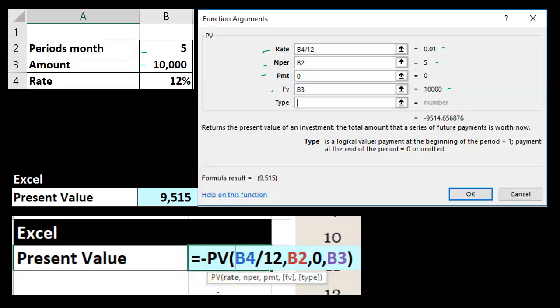Now we can also type that out, of course, within Excel in this format, equals negative PV. And I put a negative in front of the PV in order to flip the sign, just to make it a positive resulting number. And that'll give us the rate. So the rate is B4, and then we'll divide that by 12, comma, the next argument, number of periods, B2. So then within B2, 5 periods, comma, and then we'll have the payment, which is 0. There is no payment here. And then comma, and finally, in B3 is going to be the future value. So we want to take the future value, the one sum, as opposed to payments, which we would use in the annuity.